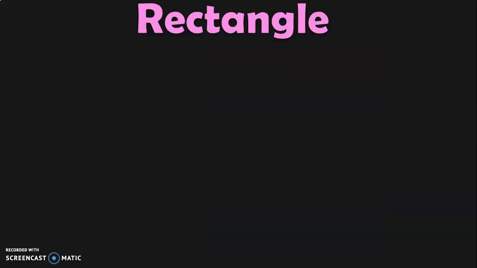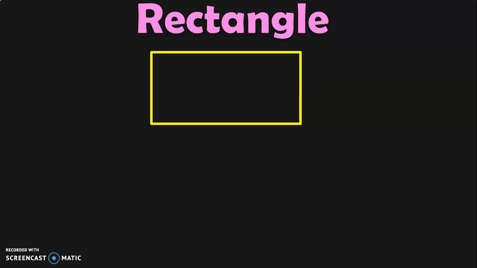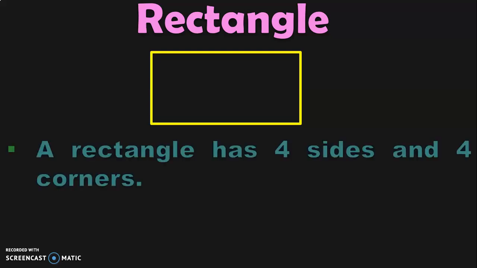The next shape that we are going to see is a rectangle. A rectangle looks like this. A rectangle is also made up of four straight lines. But the difference here is two horizontal lines and two vertical lines are there. But here the opposite sides are of equal length. In a square we saw that all the four sides are of equal length, but in a rectangle the opposite sides are of equal length. So the properties of a rectangle are: a rectangle has four sides and four corners.